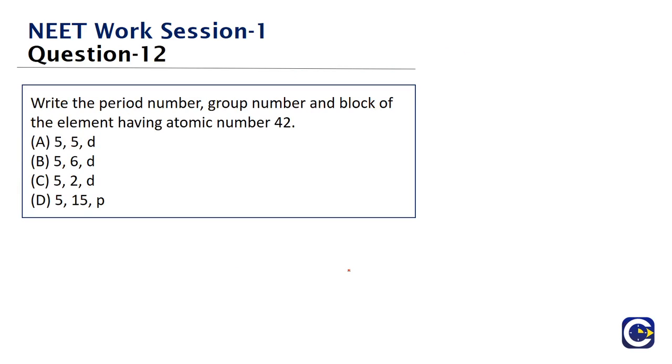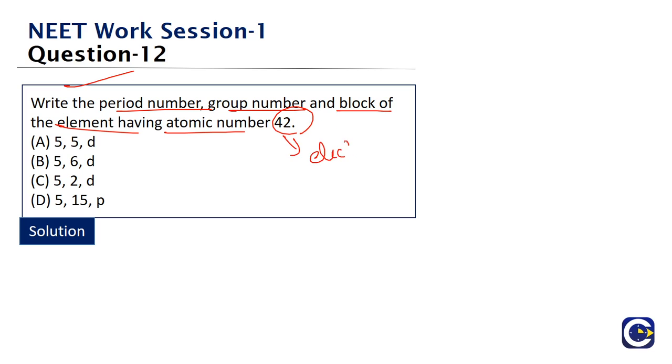We'll go to question number 12. Look at this. Write the period number, group number and the block of an element having atomic number 42. This is a straightforward question. What we are supposed to do here is write down the electronic arrangement. When we need to find the period number, group number and the block of the element with the given atomic number, we first have to write the electronic configuration. So let us just write the electronic configuration.